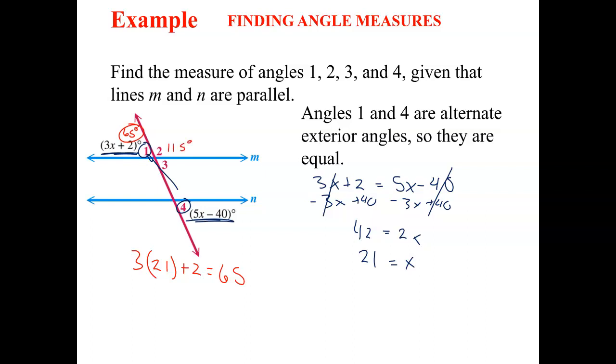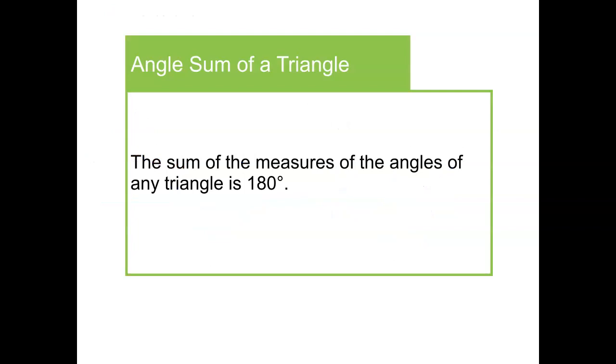Okay. I know the measure of angle 1. What's the measure of angle 3? 65, because they got to be congruent. I know the measure of angle 1. What's the measure of angle 4? Angle 4, 65. They're alternate exterior. They have to be congruent. Remember, we set them equal to each other. So if I know 1, I know 4. If I know 1, I know 3. Okay, using those relationships to find the missing angles.